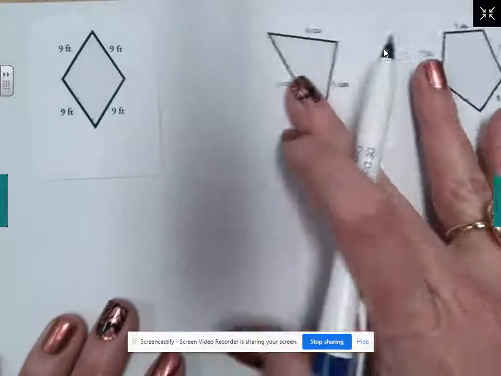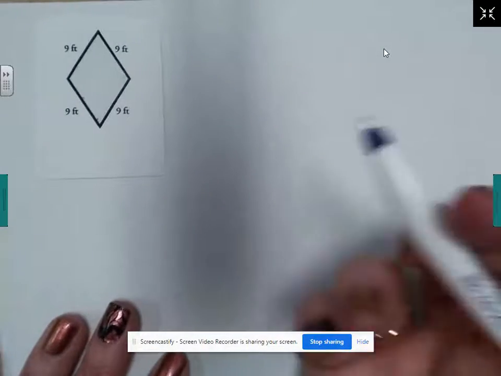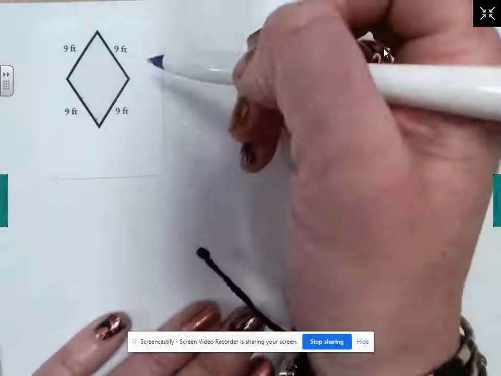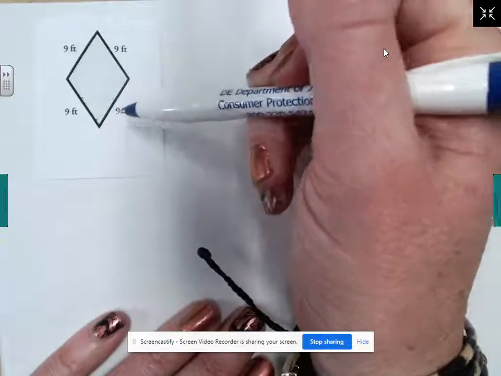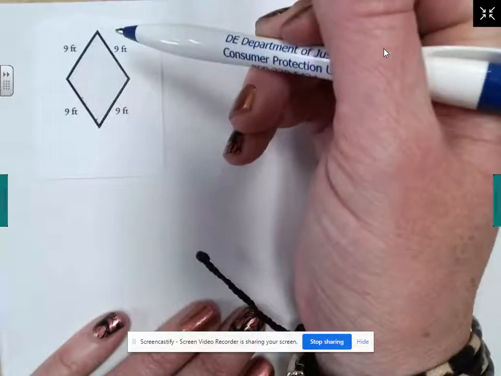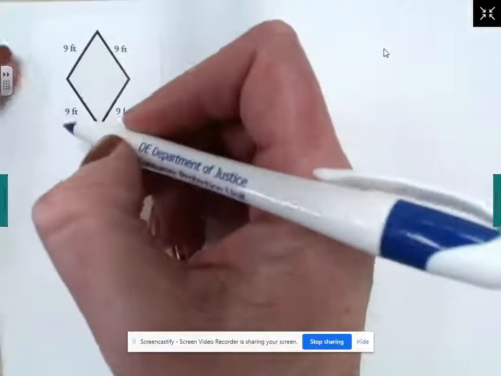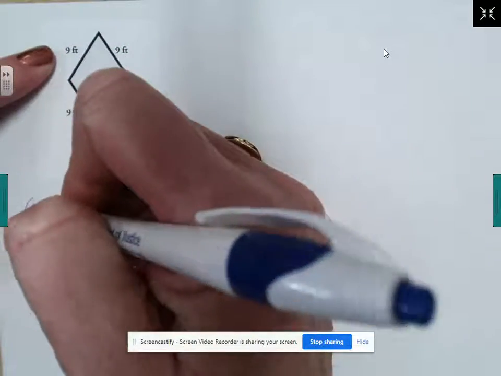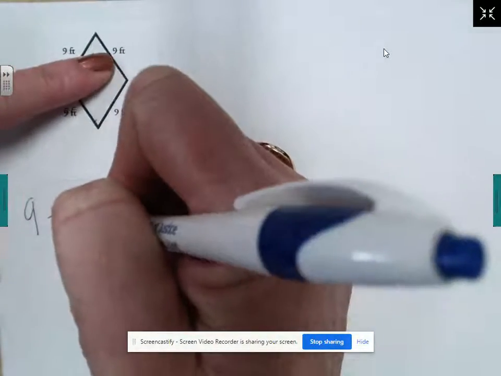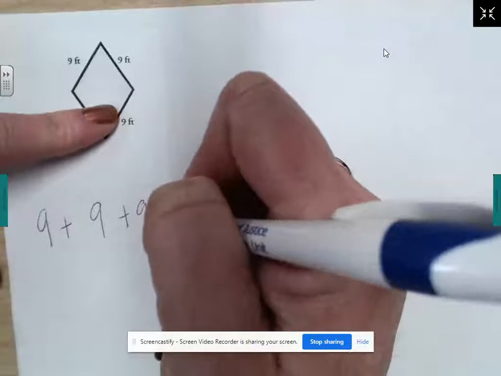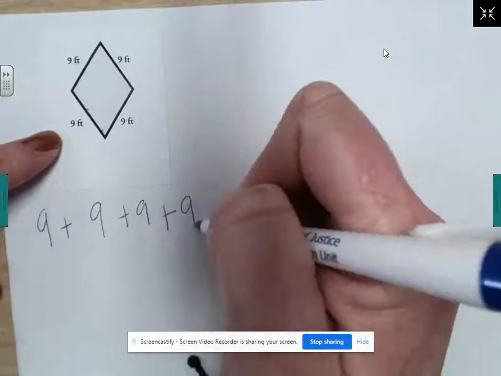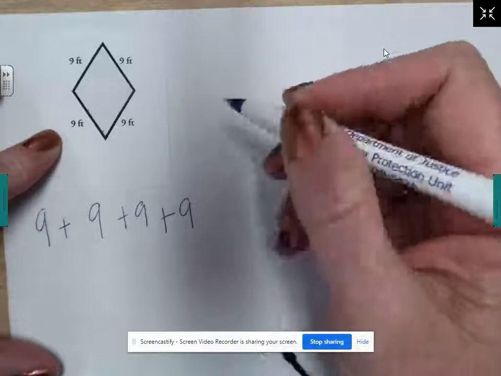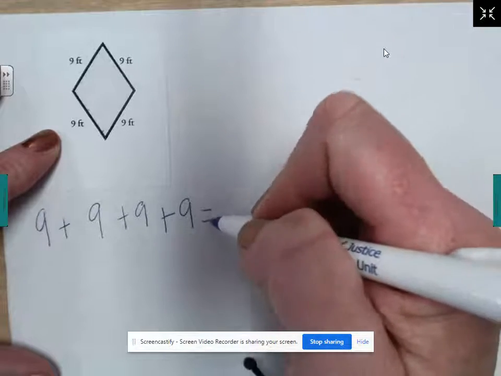Okay, so I'm going to move these out of the way for now so we can focus on just this one. Again, for the perimeter, all we're going to do is add up the sides of each side. So this one is 9 feet plus 9 feet plus 9 feet plus 9 feet. This is some repeated addition. To be sure, this is not the first time you've seen repeated addition this year, right?